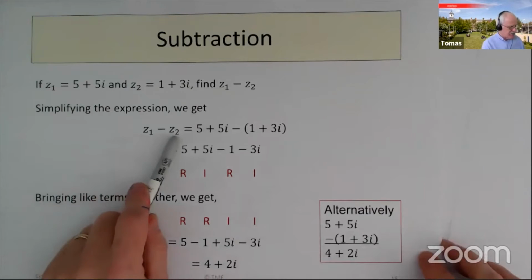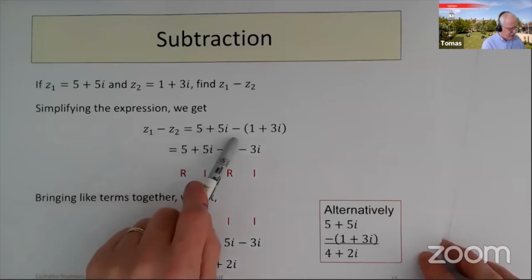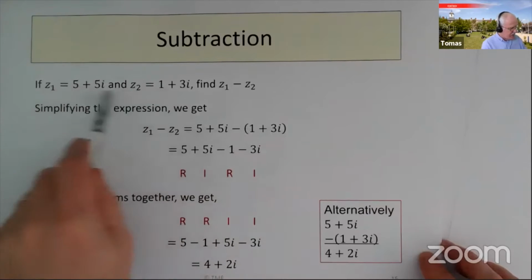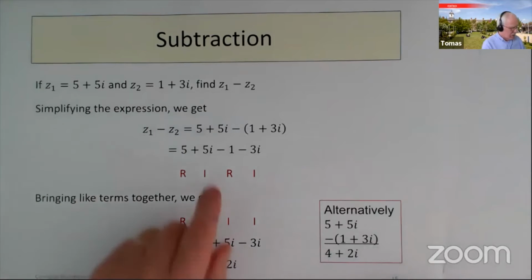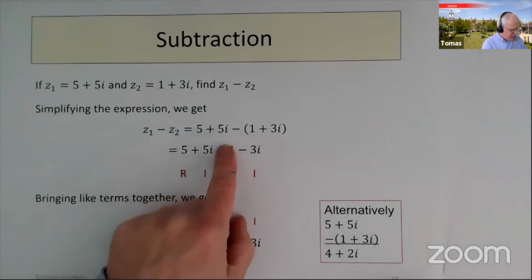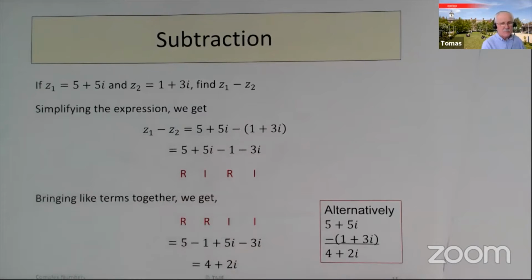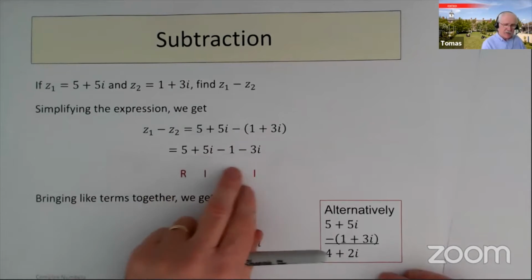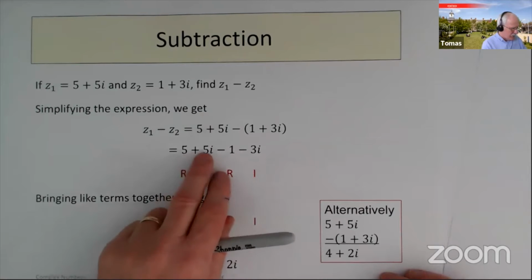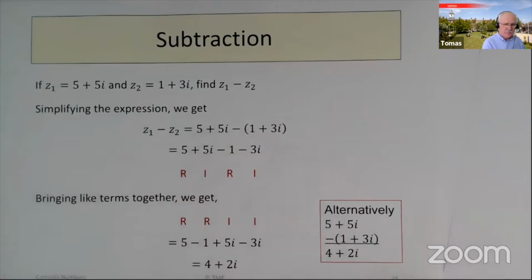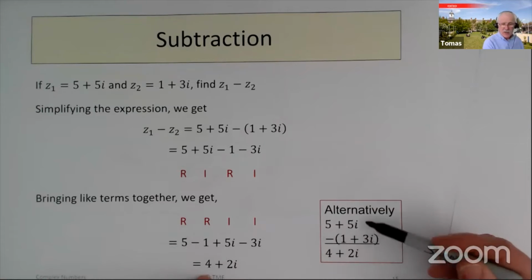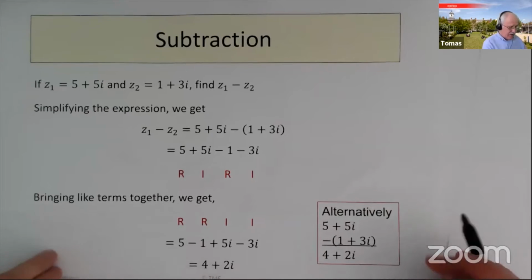So what's Z1 minus Z2? Well, again, 5 plus 5i minus 1 plus 3i. I'm just taking this from this, nothing different. Multiplying the minus in, I get 5 plus 5i minus 1 minus 3i. And again, I'm going to link the apples together, the oranges together. So the real bits here, the 5 and the 1, and the 5i and the minus 3i. So I get 5 minus 1 for the reals, and 5i minus 3i for the imaginaries. So then I get 5 minus 1 is 4, and 5i minus 3i is 2i. Again, I could have done it this way, lining it up and sorting that out, and I get the same.